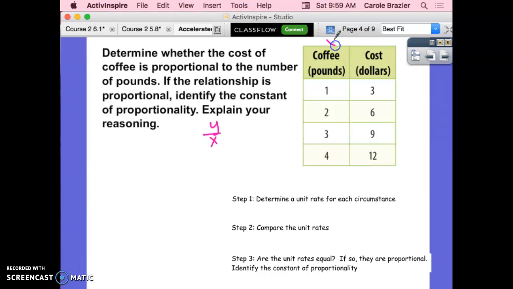So this first column becomes my x and this next column becomes my y. So I'm going to compare my y's over my x's. The first one I have is 3 over 1, which is 3. The next one I have is 6 over 2. When I reduce that, it ends up being 3 over 1. So they're equal. The next one is 9 over 3, which when I reduce that ends up being 3. So far these are all the same. And then when I reduce 12 over 4, that ends up being 3 as well. So yes, they are proportional, so you have to write that. Yes, they are proportional.